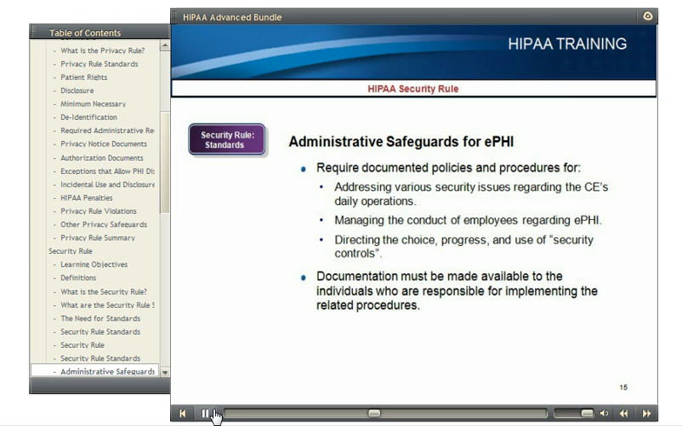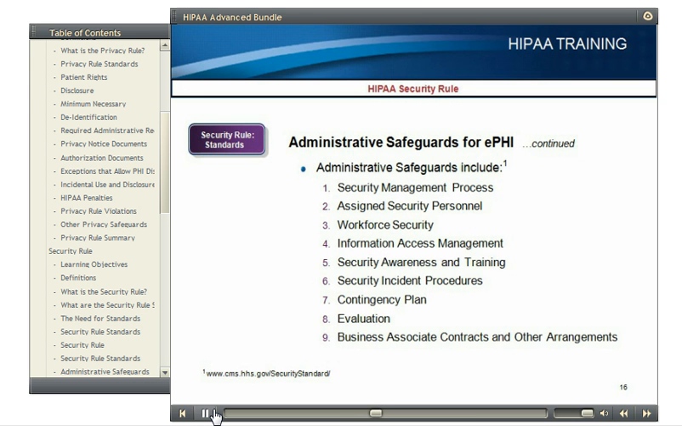Administrative safeguards for EPHI. Require documented policies and procedures for addressing various security issues regarding the CE's daily operations, managing the conduct of employees regarding EPHI, directing the choice, progress, and use of security controls. Documentation must be made available to the individuals who are responsible for implementing the related procedures.